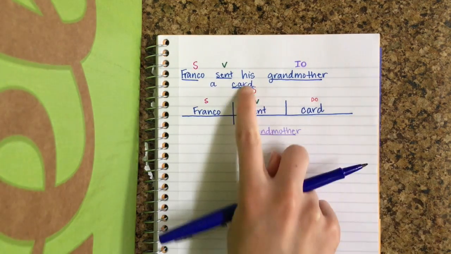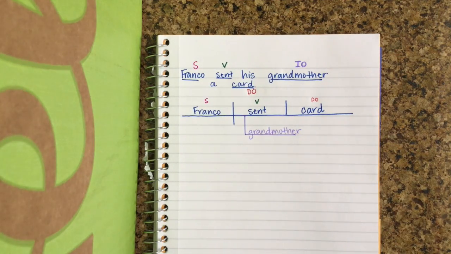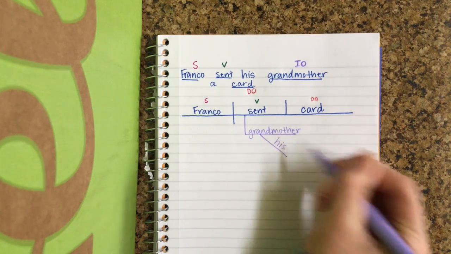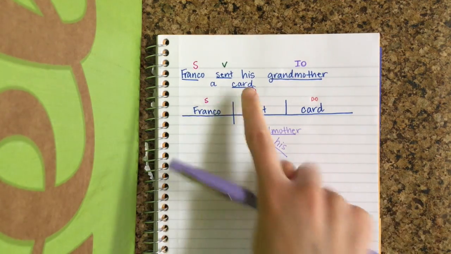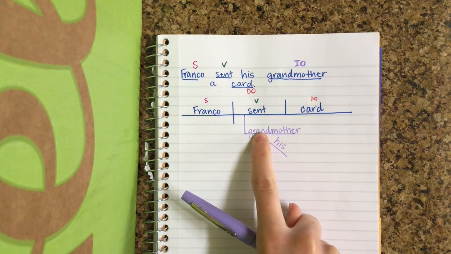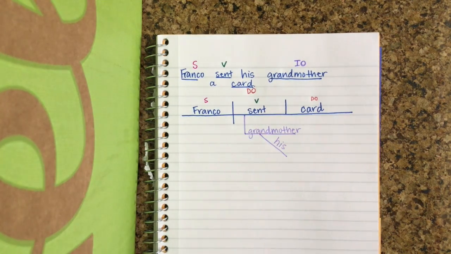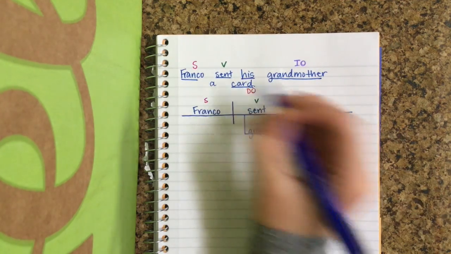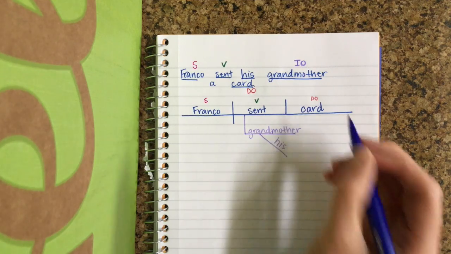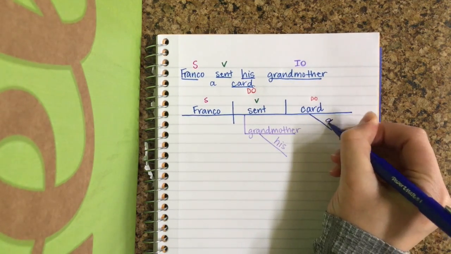And now I'm going to focus on his. That is our possessive adjective in this, and his is referring to grandmother. So we would put his underneath grandmother because that's who it's describing. It's a possessive adjective, so it's a little bit different, but it's his grandmother was sent the card. And then we just have a, our article left, and a, our article, is referring to card. And that is our next example.